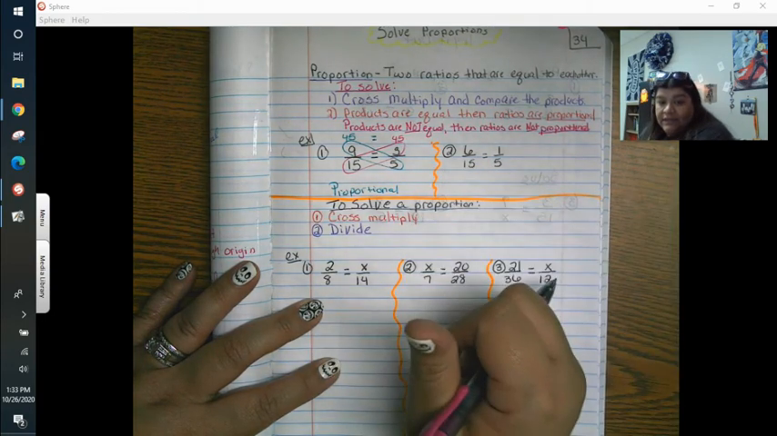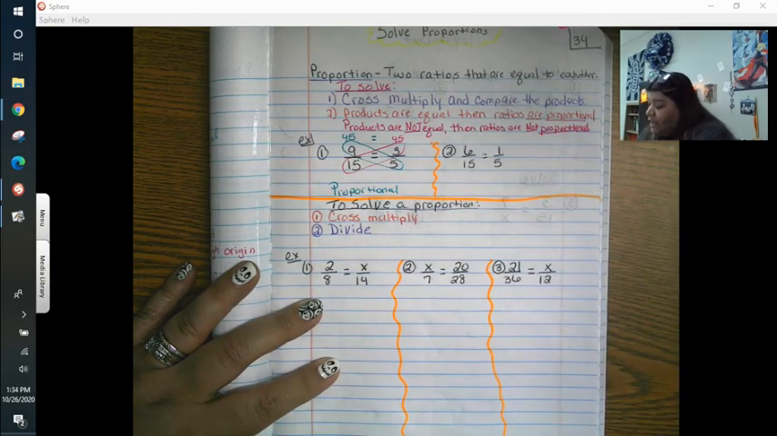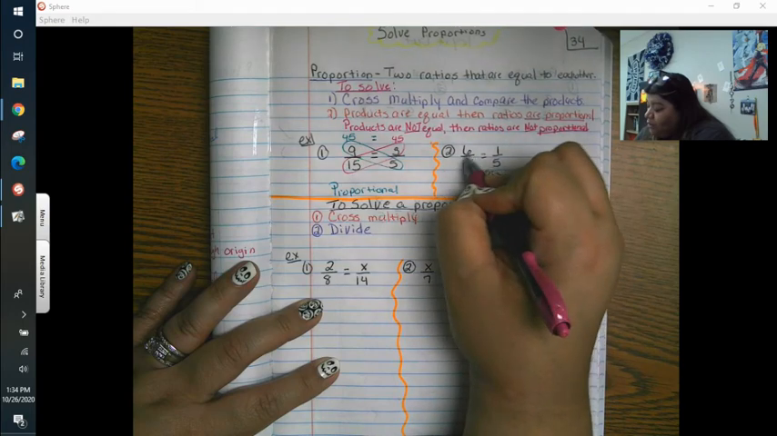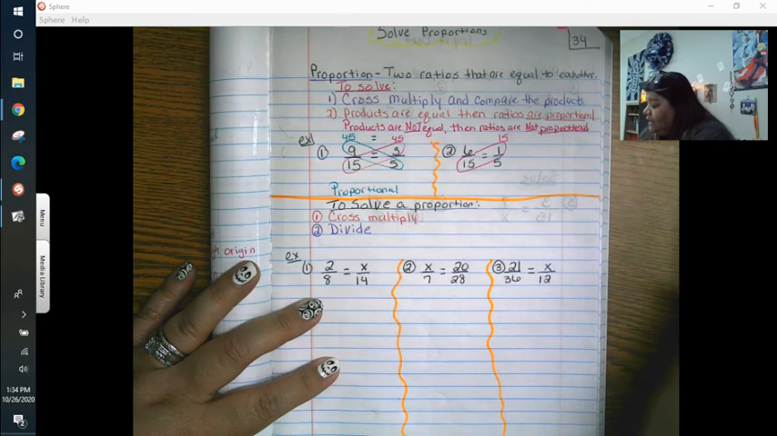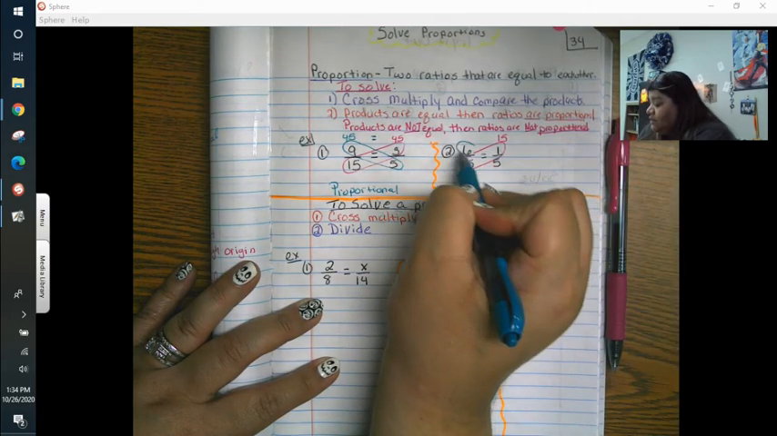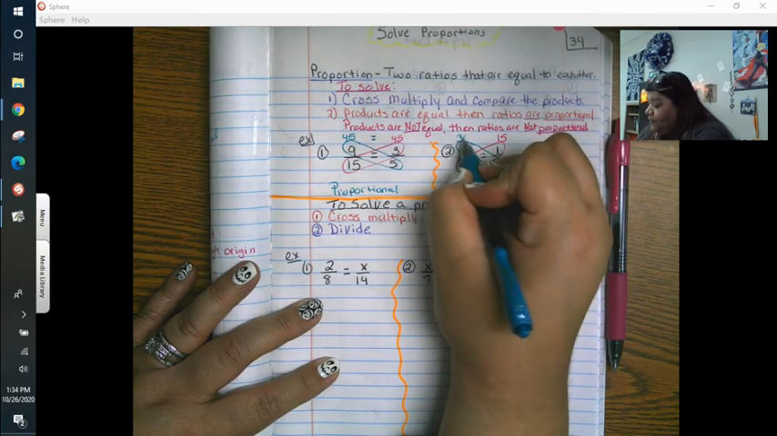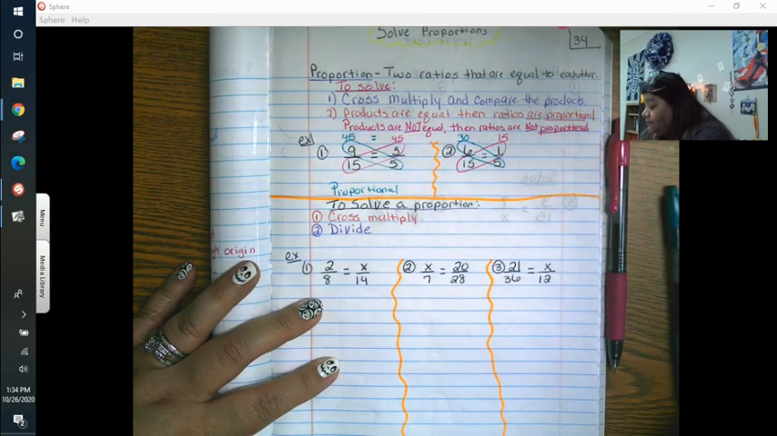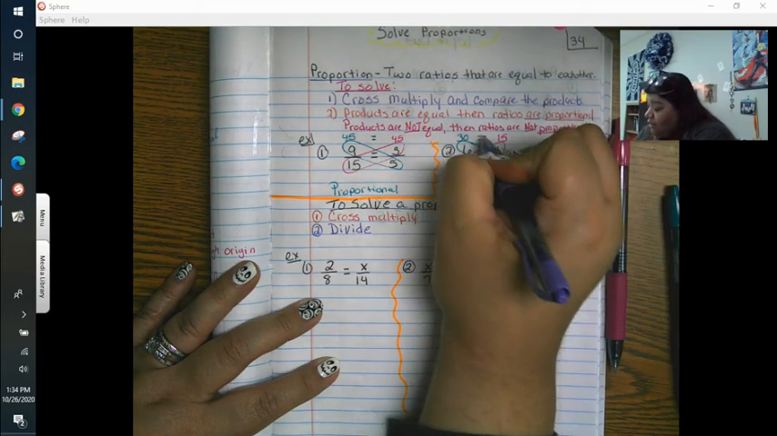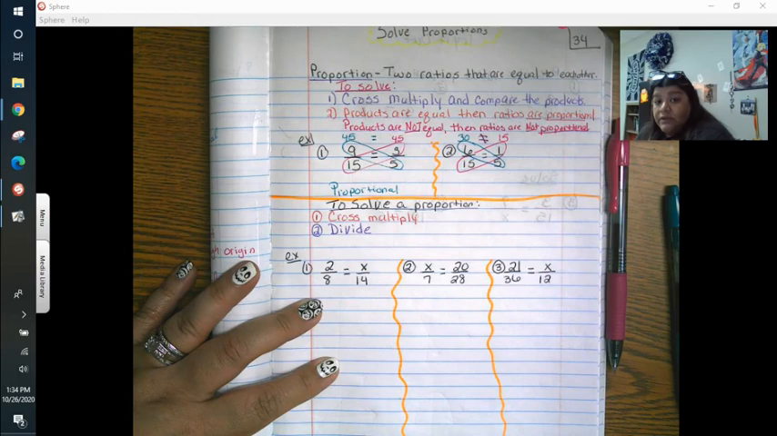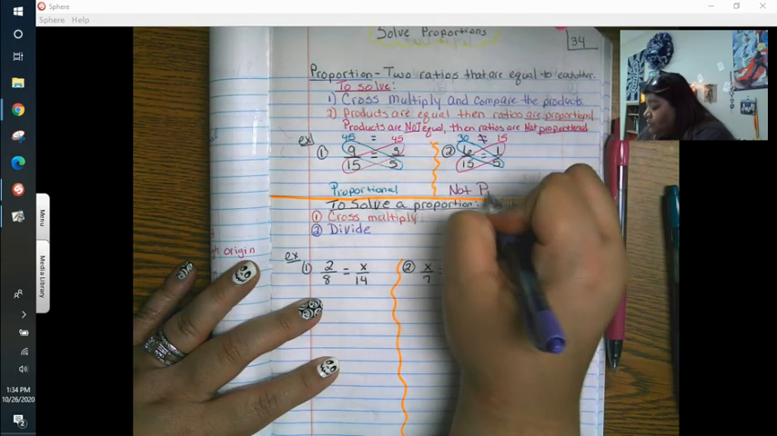Now let's check the next one. I have 6/15 compared to 1/5, okay? So it's kind of like I'm comparing two fractions. You remember when we did that. So I'm going to go one direction. 15 times 1 is 15. And then go the other way. So we're going to butterfly it. 6 times 5 is 30. Now compare. These two products are not equal. So since they are not equal, this is not proportional.